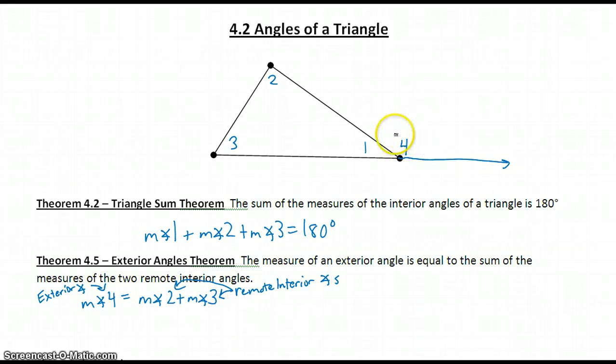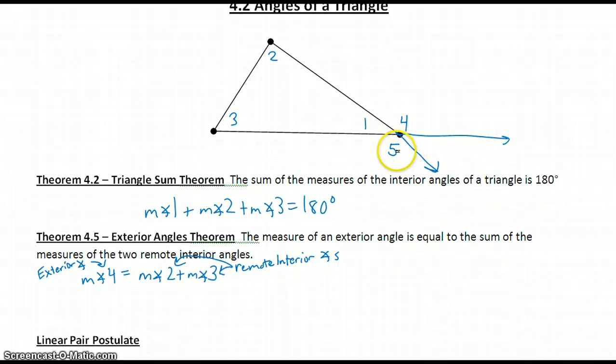Now, to get angle 4, we extended this side. If we extend this side of the triangle, we create another exterior angle right here. I'm going to call that angle angle 5. Now, angle 5 is also an exterior angle, so it is equal to the sum of the 2 remote interior angles.